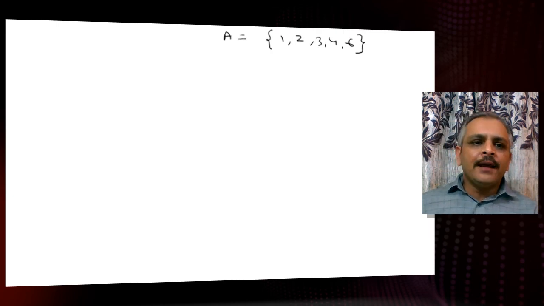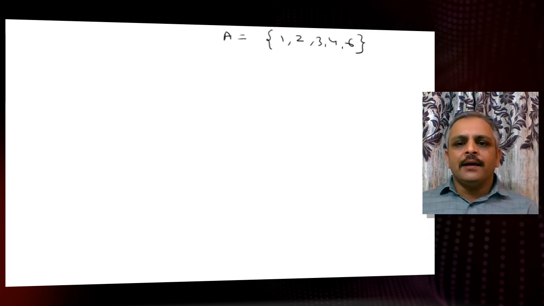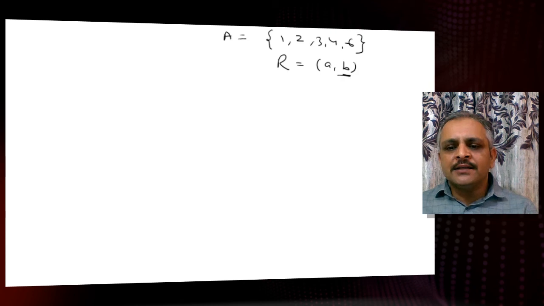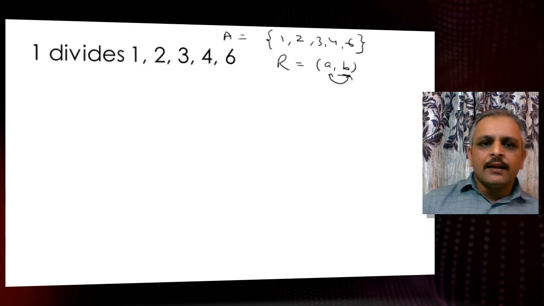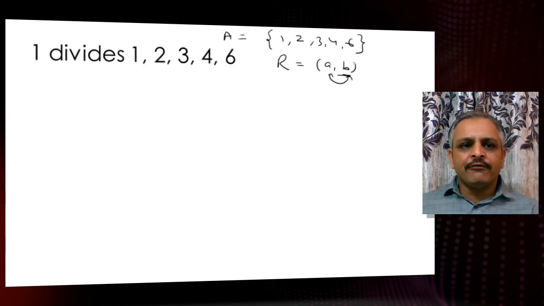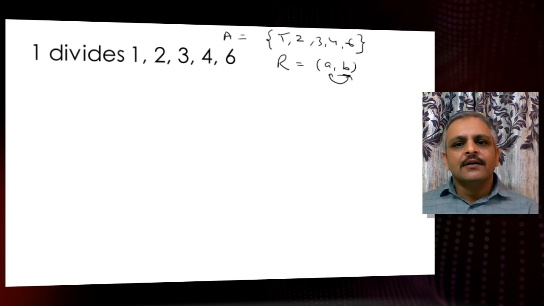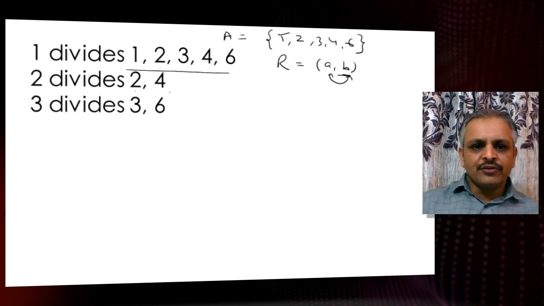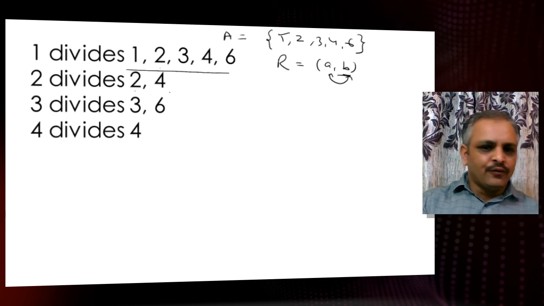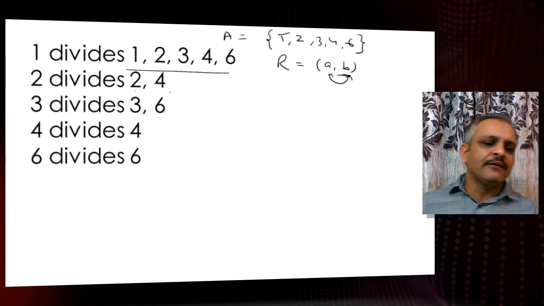Then b is exactly divisible by a, and we have to write the relation between a and b such that b is exactly divisible by a. That means a is a divisor of b. Then check that 1 divides 1, 2, 3, 4 and 6, that means all the elements of this set. Then 2 divides 2 and 4, 3 divides 3 and 6, 4 divides 4 only and 6 divides 6 only.